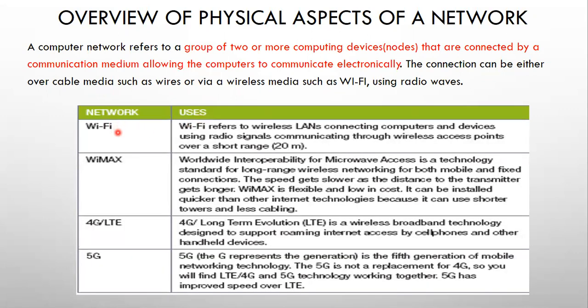Now, the types of network, one is Wi-Fi. Wi-Fi refers to wireless LANs connecting computers and devices using radio signals. Your wireless LANs use wireless access points, like in school, we have a wireless access point. So we have a local area network that uses radio signals, and this is generally over a short range, like 20 meters.